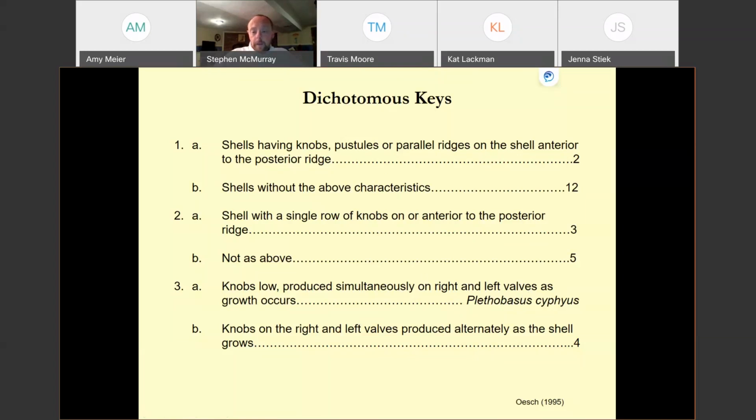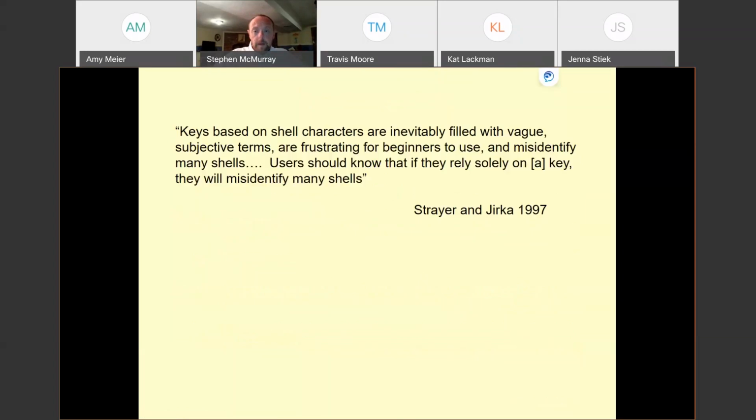Well, that's not actually as easy as you think it is for mussels. Dave Strayer and Jirka in 1997, in The Freshwater Mussels of New York, pointed out that keys based on shell characters are inevitably filled with vague, subjective terms, are frustrating for beginners to use, and you're going to misidentify many shells. And you should know that if you rely solely on a key or two keys, you're going to misidentify many shells. So what are we left with? Well, in the words of the late Tom Waters, curator of malacology at the Ohio State University Museum of Zoology, practice the art of Zen malacology.